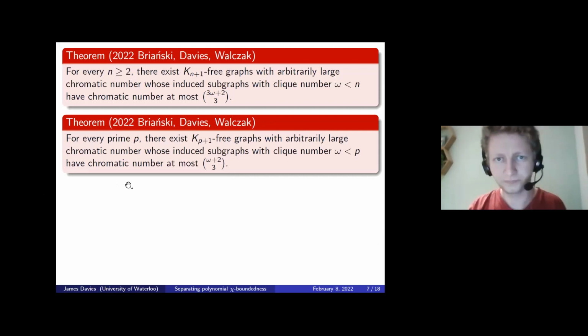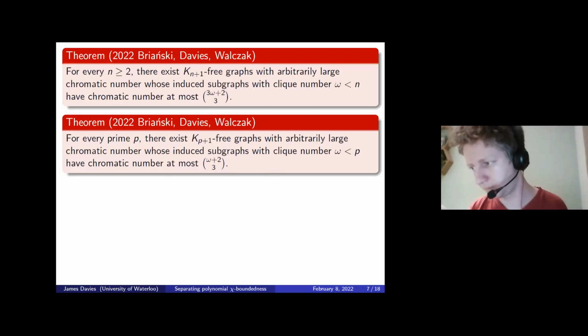So actually a much easier case of this is when n is a prime number. First, we actually get a better upper bound for a subgraph with clique number omega less than p, which is just omega plus 2 choose 3 rather than this 3 factor. So this is much easier when it's a prime.